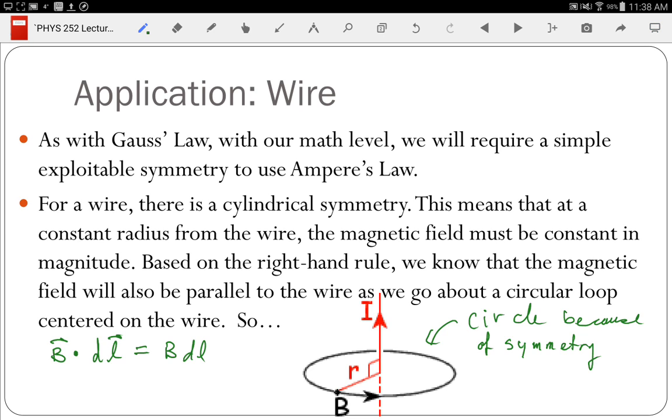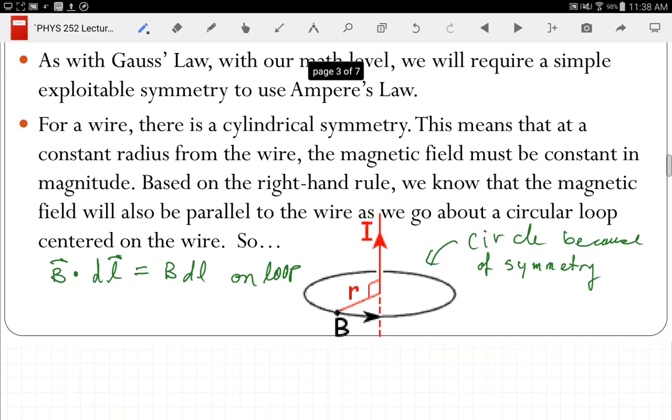Wait, dl being changes in the wire? dl, okay, L is the length, so dl is a little piece of length along the wire. That's right. Oh, of the loop? On the loop, yeah. Now keep in mind, there's not really anything doing this loop. That is a calculational loop only. But we devise that loop, so B dot dl is equal to B dl on the loop. Why? Because of the circle matching the symmetry.